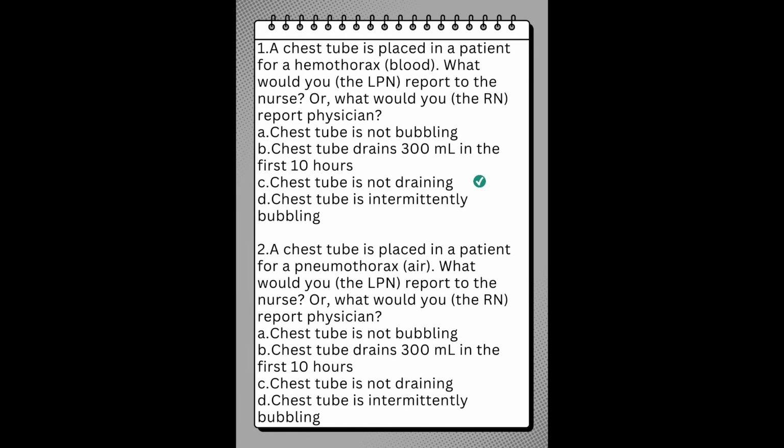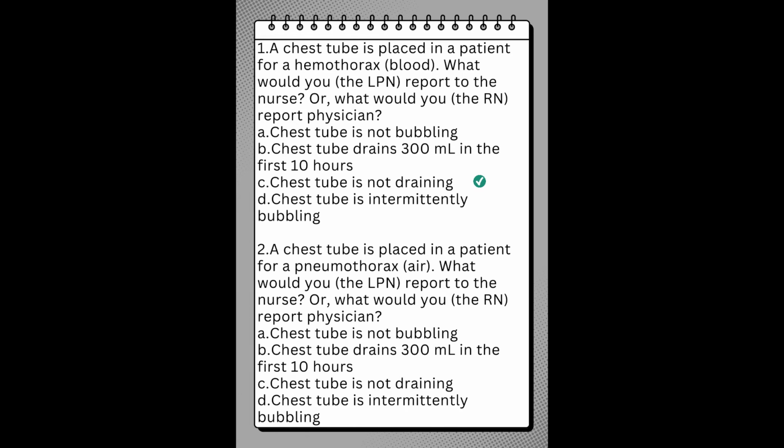A chest tube is placed in a patient for pneumothorax. Remember, pneumothorax is air. What would you, the LPN, report to the nurse, or what would you, the RN, report to the physician? A, chest tube is not bubbling. B, chest tube drains 300 ml in the first 8 hours. C, chest tube is not draining. D, chest tube is intermittently bubbling.